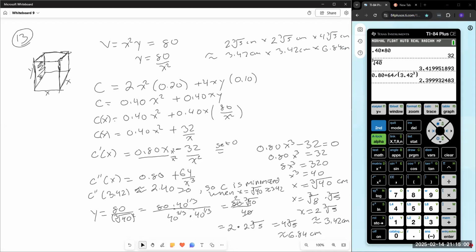All right, that was number 13 when we were minimizing the cost of that box that was 80 cubic centimeters. And now we're going on to problem number 31. Number 31 asks me to minimize cost as well.